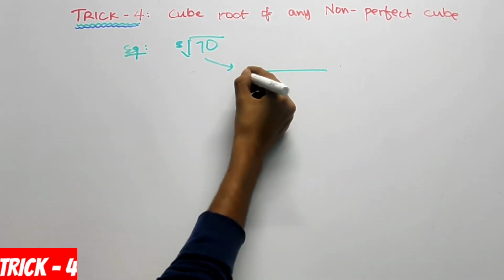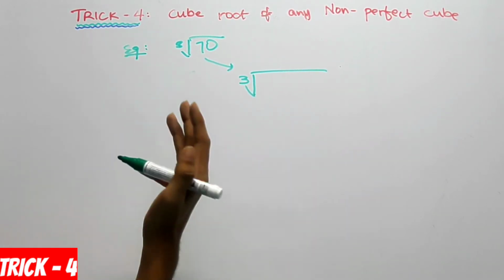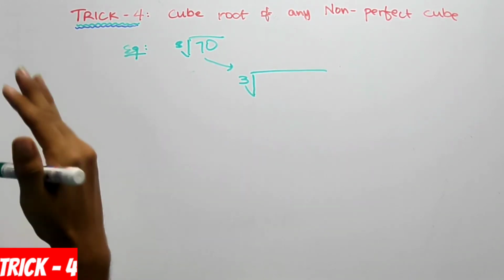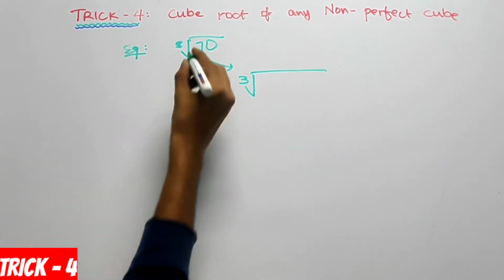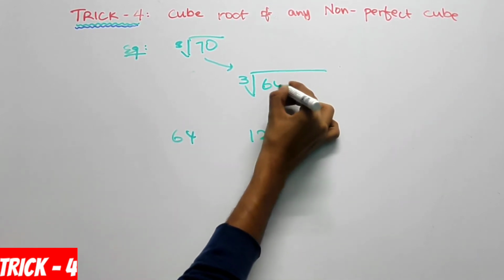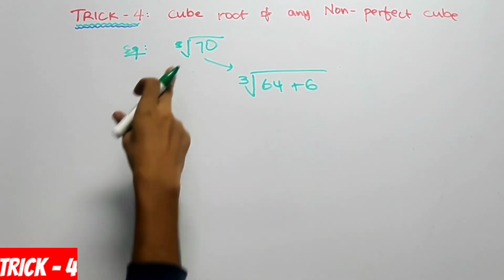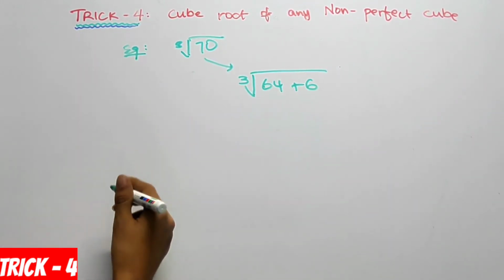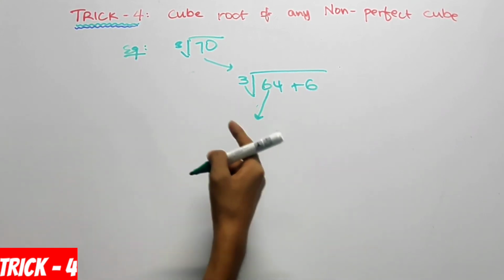The first step is to represent this number 70 in terms of its nearest perfect cube. The nearest perfect cube near 70 is 64. Between 64 and 125, 64 is closer to 70, so 70 can be represented as 64 plus 6. The next step is to take the cube root of 64, which gives us the number 4.